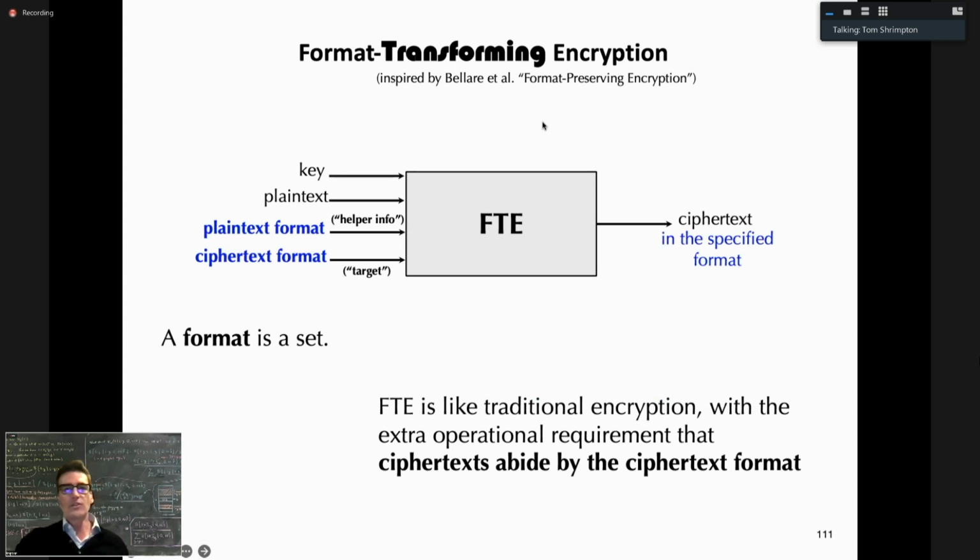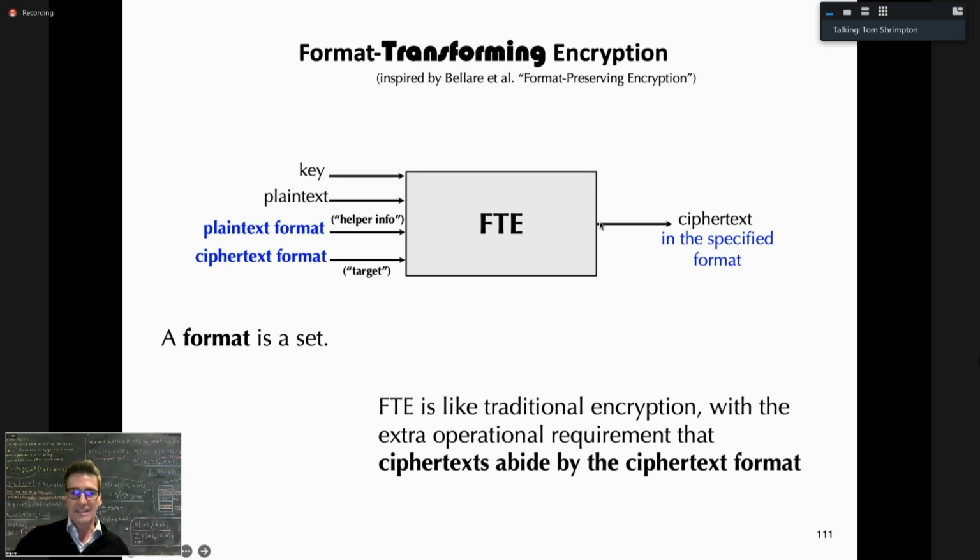So format transforming encryption is very much like FPE, format preserving encryption, except now instead of having a single format, you have two formats. A format, formally speaking, is just a set. In what we described so far, that set is compactly described by a regular expression. You've got a plaintext format, which you can think of kind of like helper information in the case of the rank, encrypt, unrank FPE construction. The plaintext format you needed because that gave you an optimal way to compress. And then you needed to be able to decompress that basically to get something that's back in the language again.